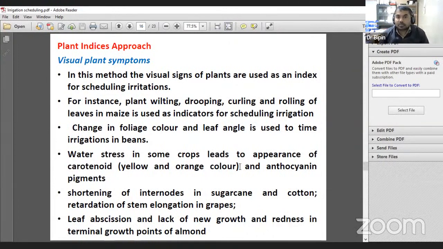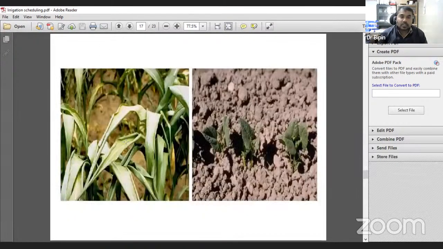Water stress in some crops leads to the appearance of carotenoids, yellow and orange color, and anthocyanin pigments will develop. Shortening of internodes in sugarcane and cotton, retardation of stem elongation in grapes, and leaf abscission and lack of new growth, redness at the terminal growth point in almonds. So these are some of the crops and indicators that will be visible in your plants when they feel water stress.